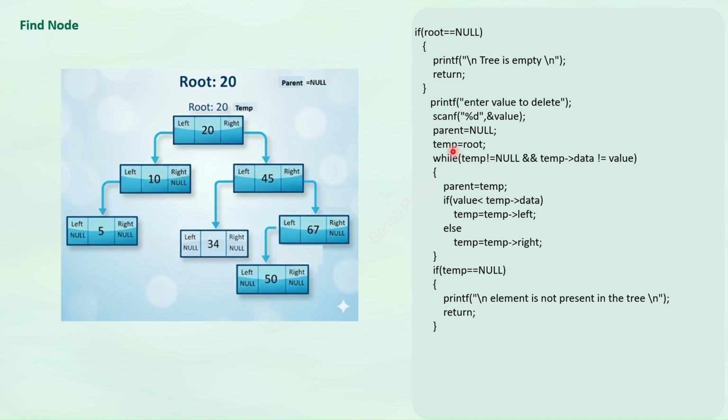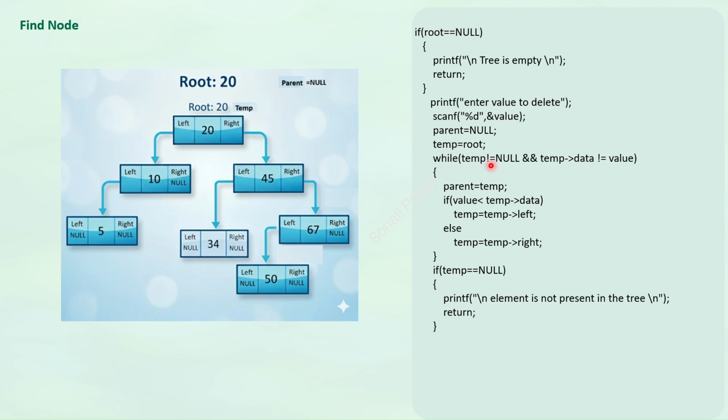And these two are the initial settings you have to do. First of all, set parent equal to null and temp equal to root. So temp is pointing to the root node 20, and root does not have a parent, so parent will be set to null. After that, if I want to delete this 50, then temp has to come here and parent has to be set to 67.